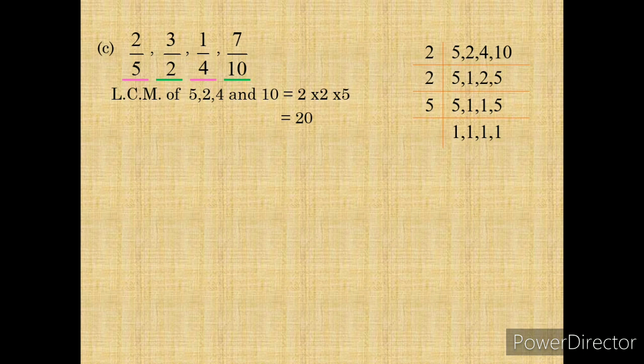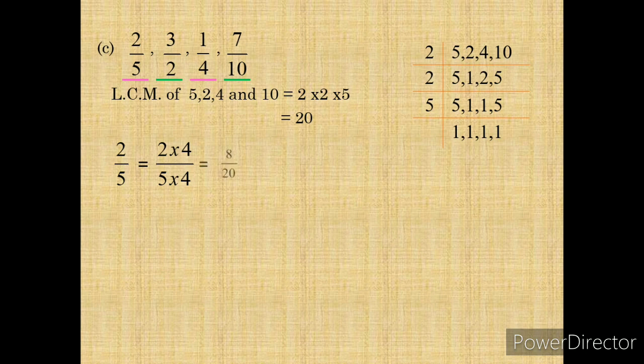Next step was conversion into like fractions. अब first fraction क्या है? 2/5. 5 को कितने से मल्टीप्लाई करें कि डिनोमिनेटर 20 हो जाए? I will multiply it by 4. 2 into 4 gives me 8 and 5 into 4 gives me 20.